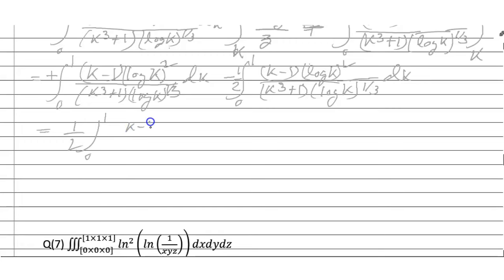Zero to 1 (k minus 1) log k to the power 2 minus 1 by 3. So we get the value 5 by 3, divided by k cube plus 1 into dk. So this is my simplification. I hope you can understand this portion.